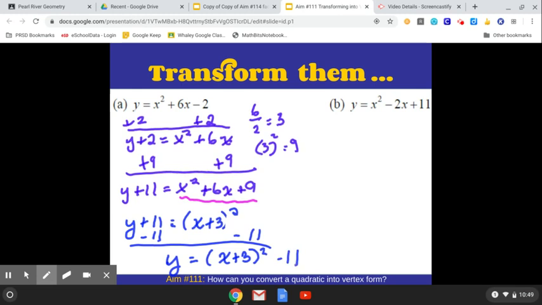There you have it, x plus 3 squared minus 11. And if someone said, well, what's the vertex? You'd tell them the vertex is -3, -11. Done. Converting it by completing the square.